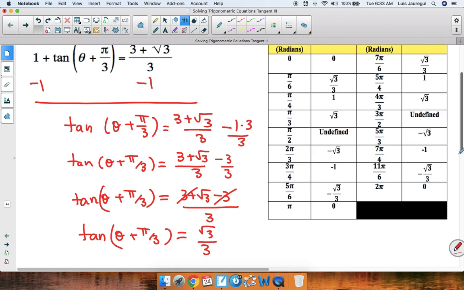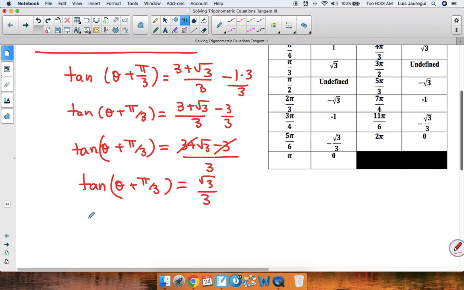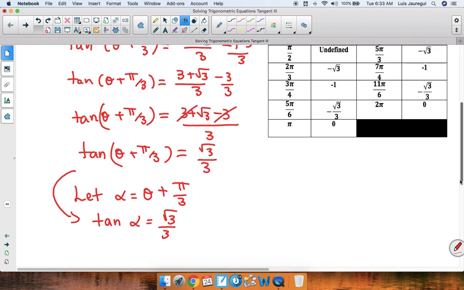Now, at this point, we're going to introduce a new variable. So let alpha be equal to theta plus pi over 3. That way, we can rewrite this equation as follows. We can say that this is simply tangent of alpha is equal to square root of 3 over 3. Now, we're looking for any alpha such that its tangent will give you square root of 3 over 3. Now, keep in mind that the period of tangent is equal to pi.